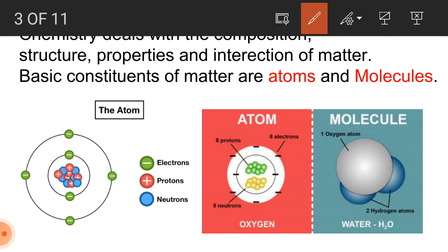A molecule is formed when two or more atoms combine together. The atoms may be of the same type or of different elements. A common example is a water molecule. It is made up of two hydrogen atoms and one oxygen atom.